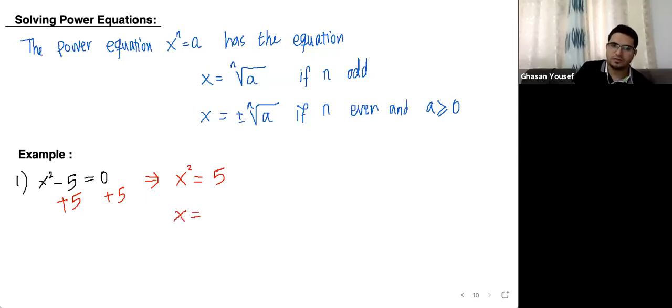So I get x equal, because this is even or odd? Here the 2 is even. Ahmed, is it even or odd? It's even. So which one do I have to use, the first one or the second one? The second. So I have plus or minus the square root of 5. I use the second one because n is even. The n here is 2. So it will be plus minus square root of 5. This is the answer.